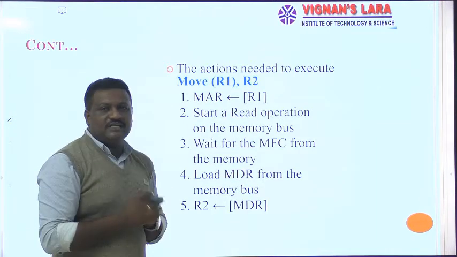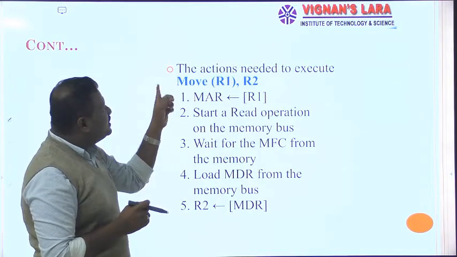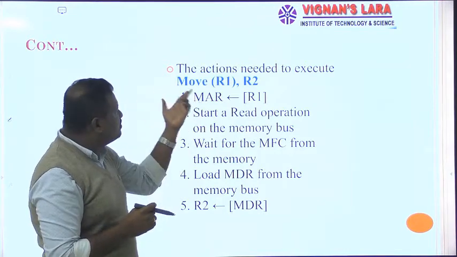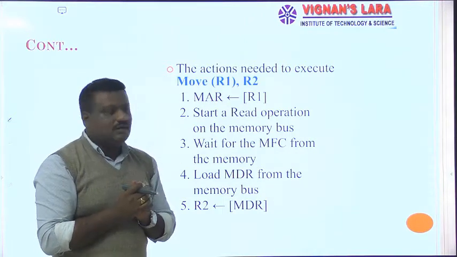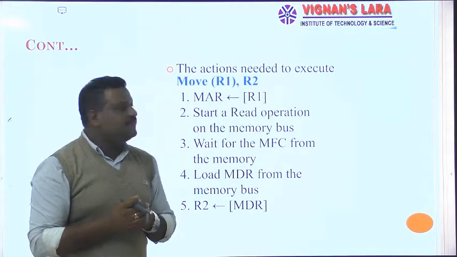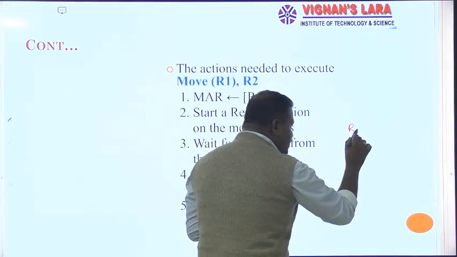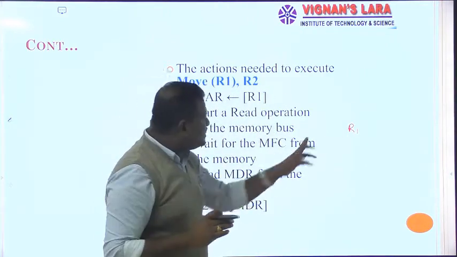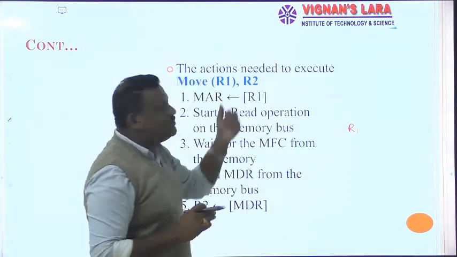Right. To get a clear idea about this, here I took an example. My instruction was move in brackets of R1 to R2. Here my operation is a read operation. The meaning of this one is: read data from a memory location whose address is specified by R1 into another CPU register R2.